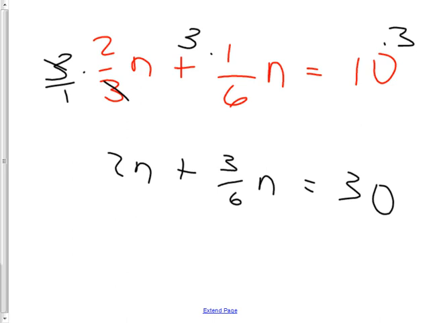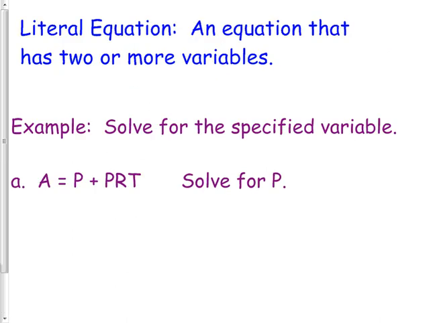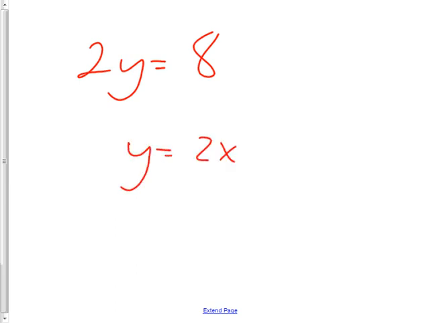Okay, so let's look at some more stuff. This is called a literal equation. And you know, when you first started solving equations, they were baby equations like 2y equals 8, and so therefore y equals 4, right? They're really simple. And then they got harder, and then they got harder. And now, pretty soon your equations had 2 variables, like y equals 2x plus 7.